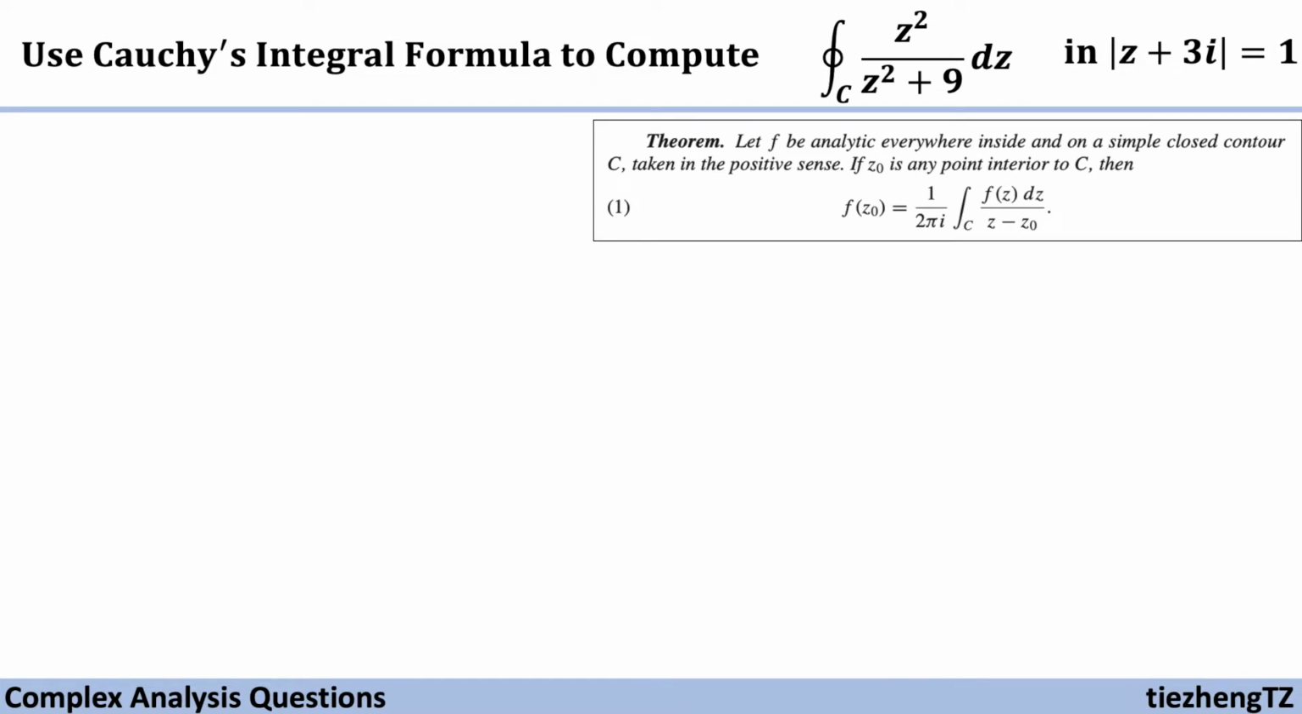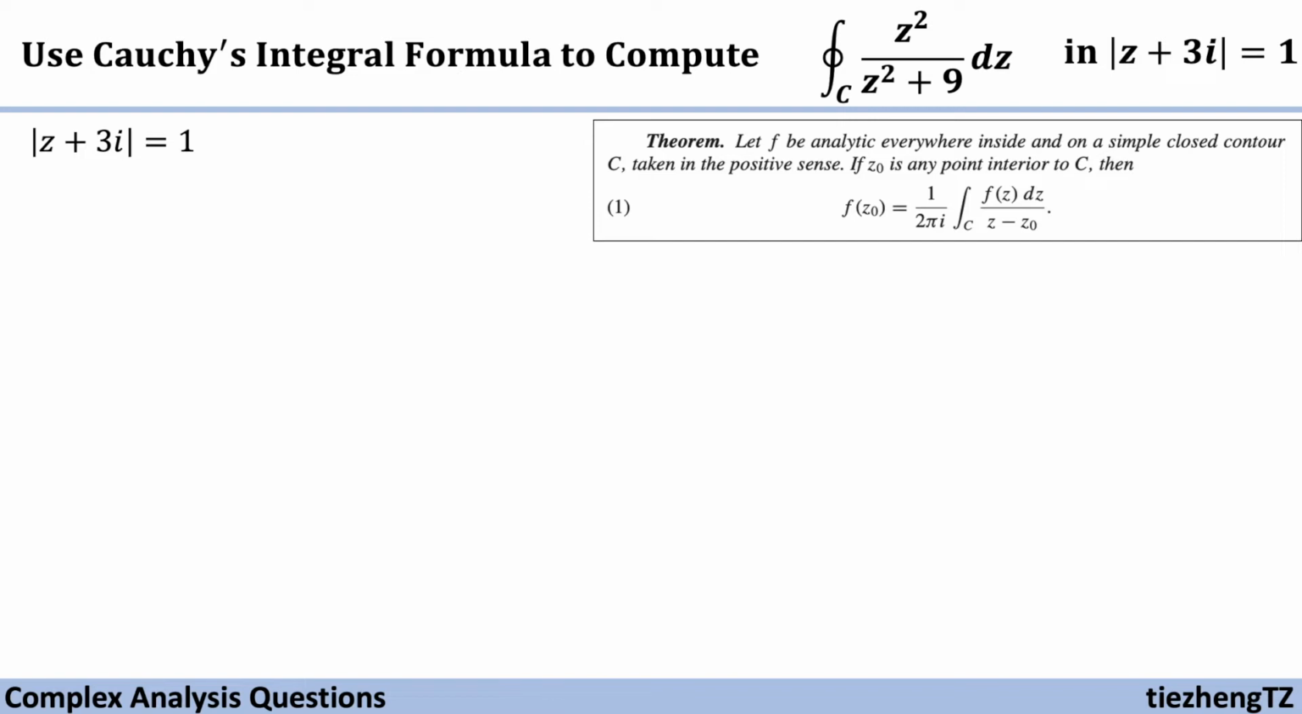Again, for Cauchy's integral formula, we need to find the appropriate function f, which is analytic everywhere inside and on a simple closed contour C. We also need to find the appropriate point z0, which is interior to C. Then we can use this equation to calculate the integral. Okay, so back to our question.